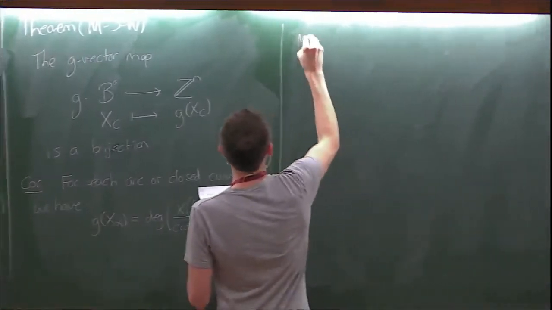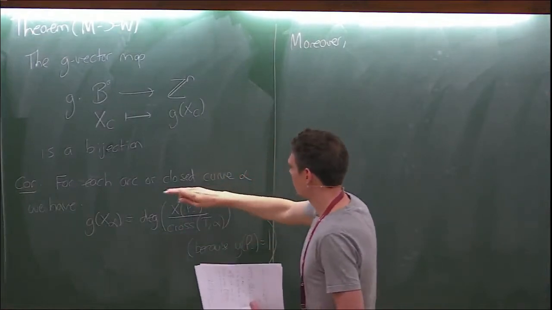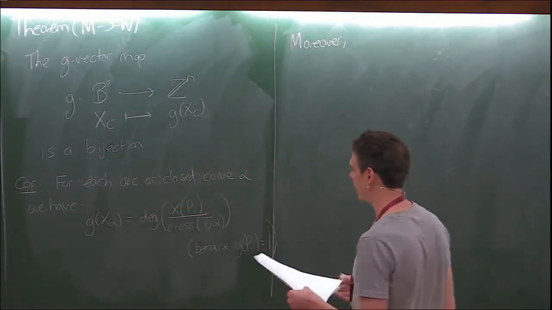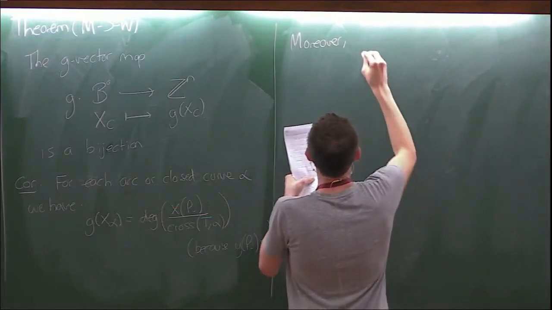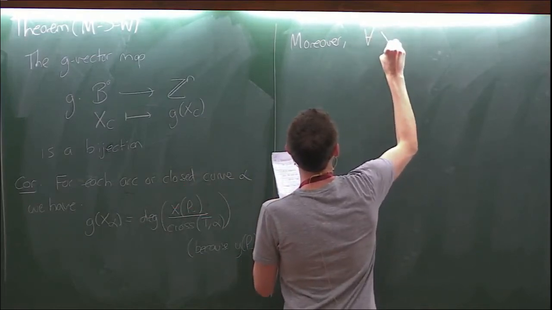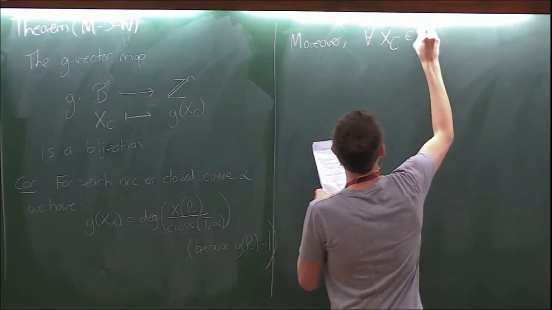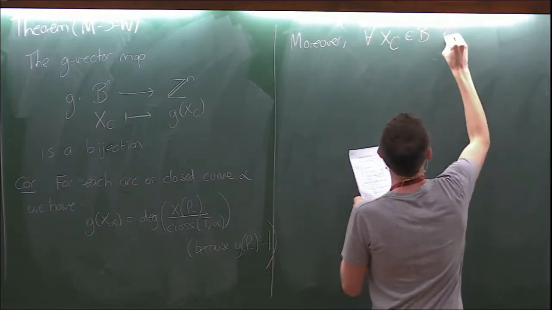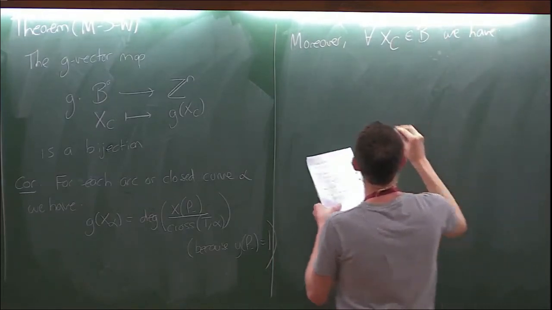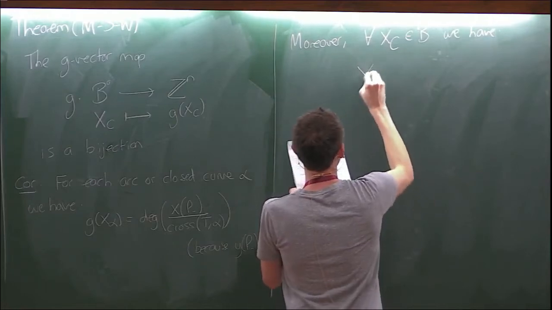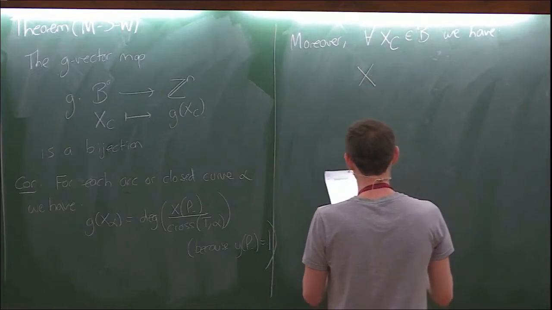Okay, and so moreover, this was on arcs and closed curves, but we want to know for collections of non-intersecting arcs and closed curves, and we get the following result. So for any such collection, or their associated variable, how would we write the G-vector of this? Well, it would just be the sum of the G-vectors over the arcs and closed curves it contains.